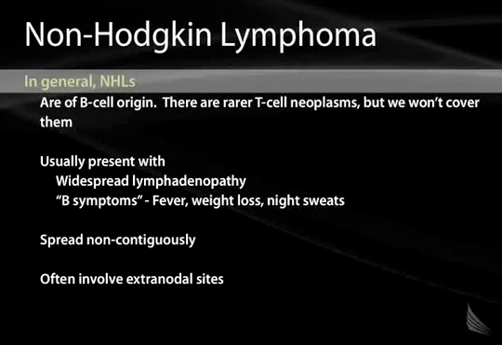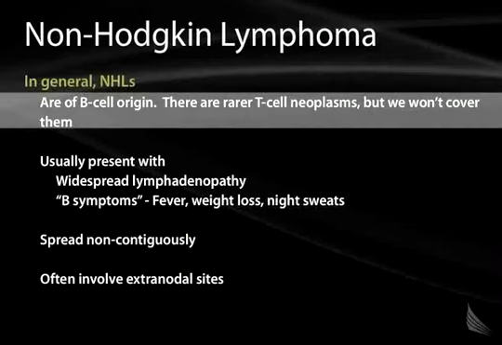In general, non-Hodgkin's lymphomas are of B-cell origin. There are some T-cell neoplasms that are non-Hodgkin's lymphomas, but you're probably not going to be tested on them on the USMLE Step 1 exam, so we won't cover them at this point.